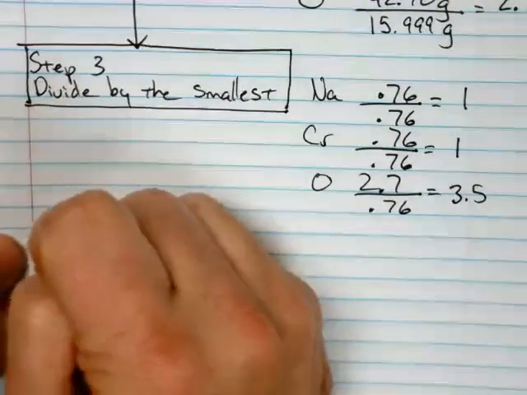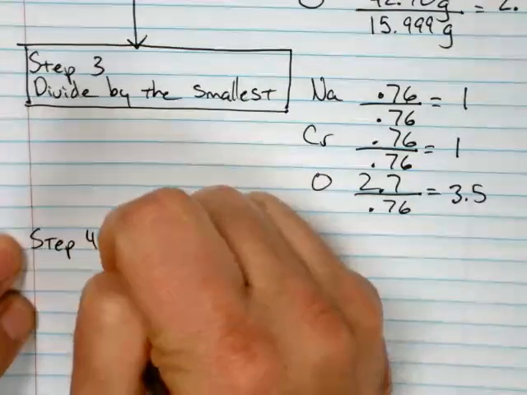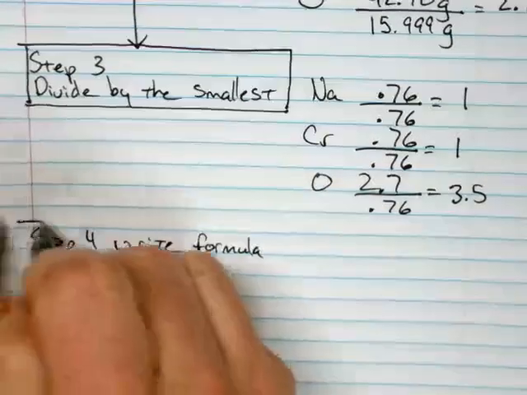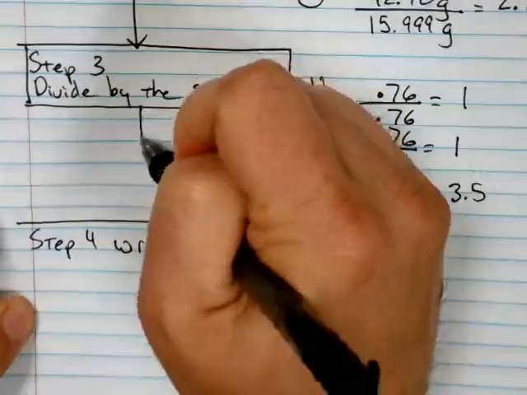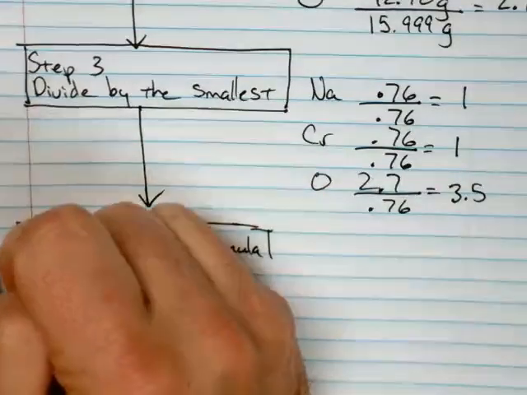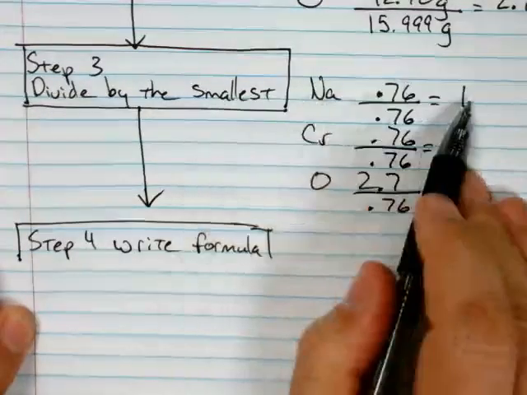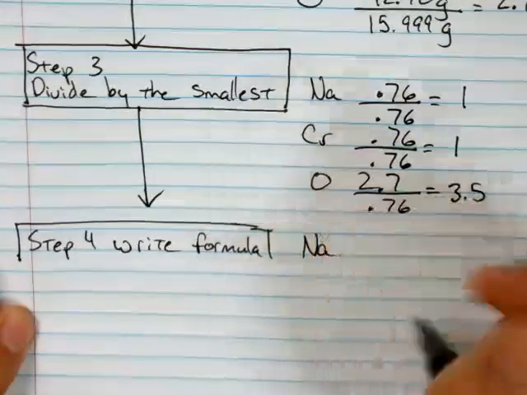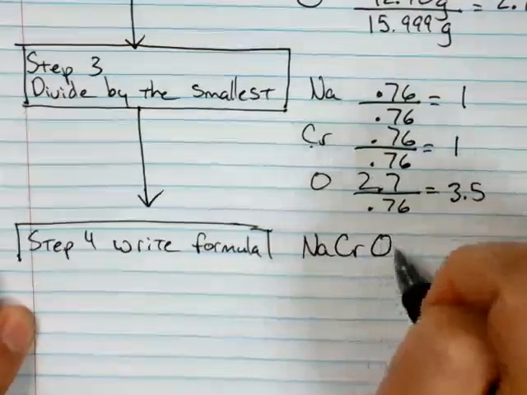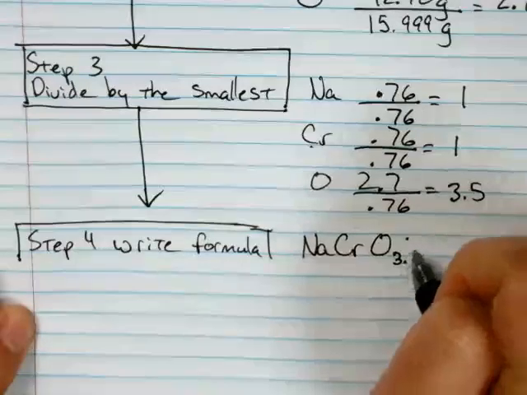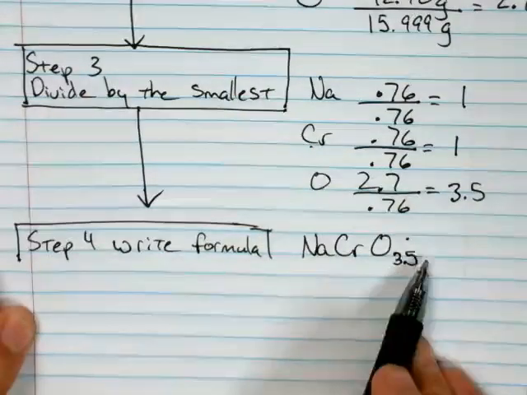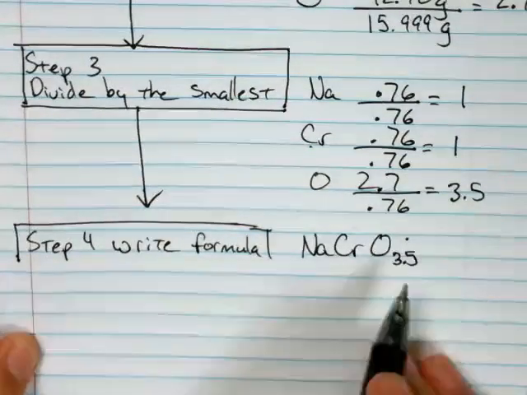Step 4, write the formula. So this one's pretty simple. 1 sodium, 1 chromium, 3.5 oxygens. So NaCrO3.5. But we know that that 0.5 right there messes this whole thing up.